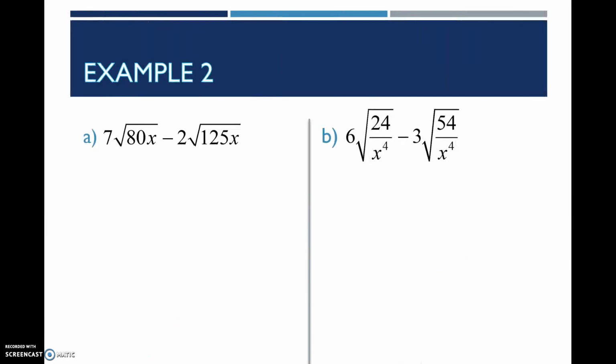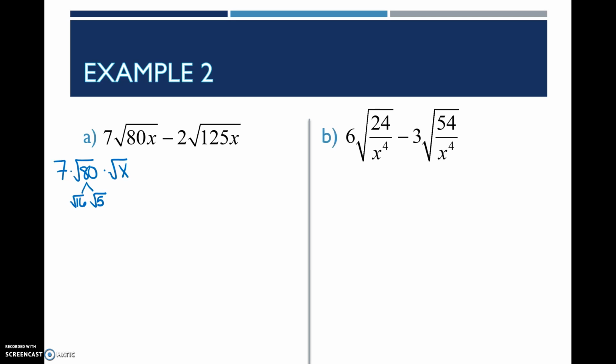Okay. Next example. We have 7 square root of 80 square root of x. I want you to simplify the square root of 80. A lot of people attempt to split 80 into 8 times 10, but 8 is not a perfect square, 10 is not a perfect square. So let's instead split it into 16 times 5. Is that 80? Yes, 16 times 5 is 80.